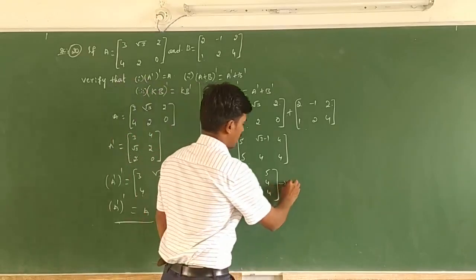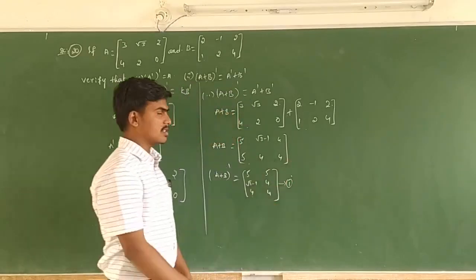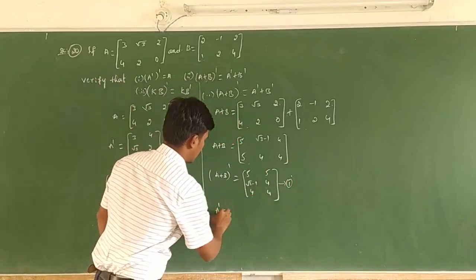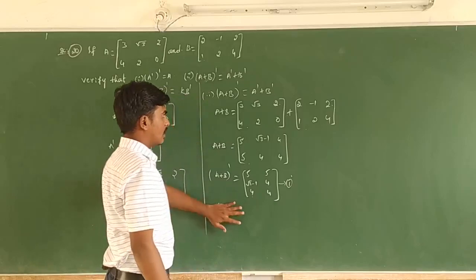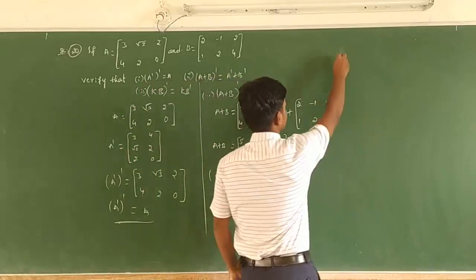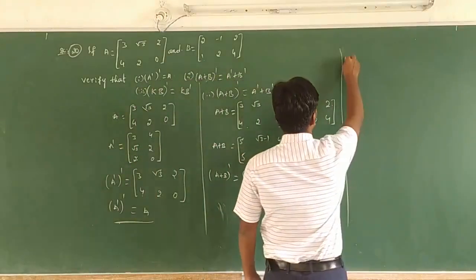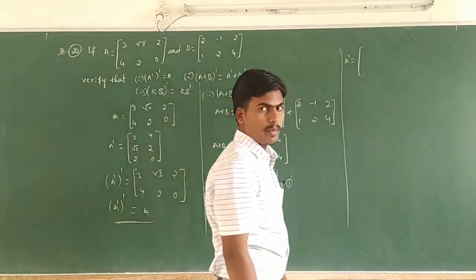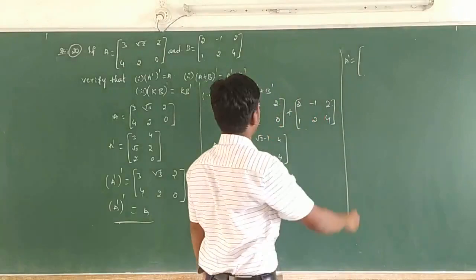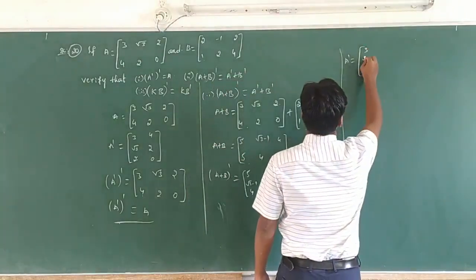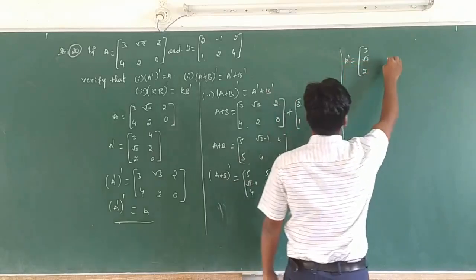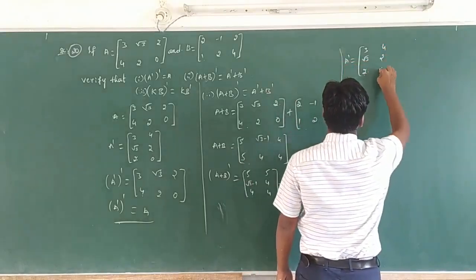This is equation 1. From the given data, I will write A transpose. Matrix A is given, and I will find out its transpose. A transpose is equal to the interchange of rows and columns of the given matrix A. So what do we get? 3, root 3, 2. Next 4, 2, 0.